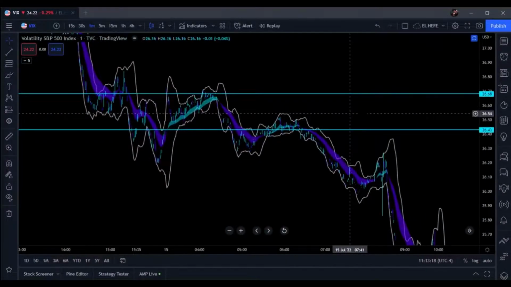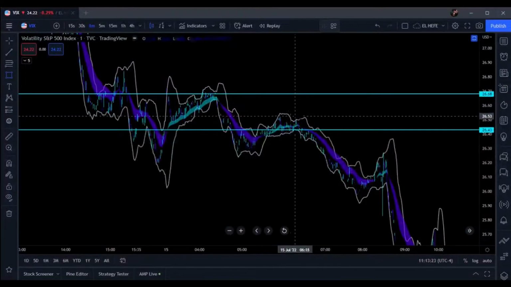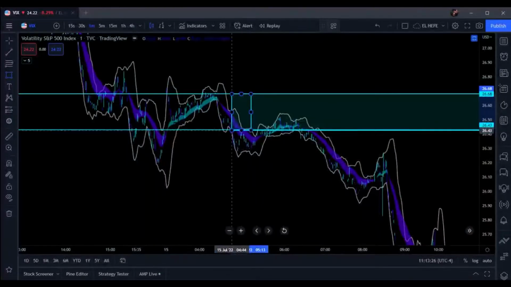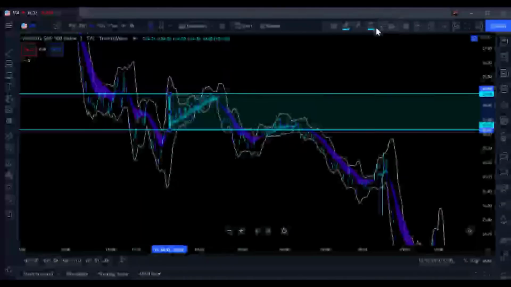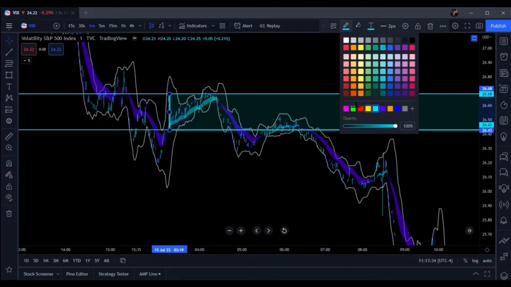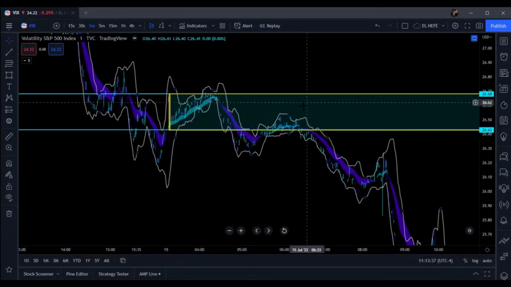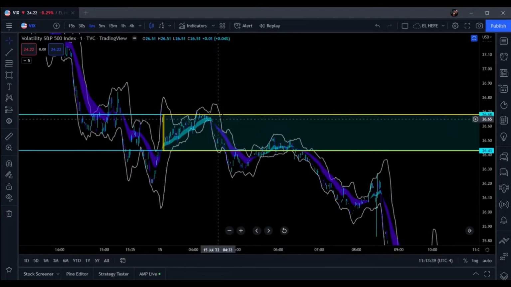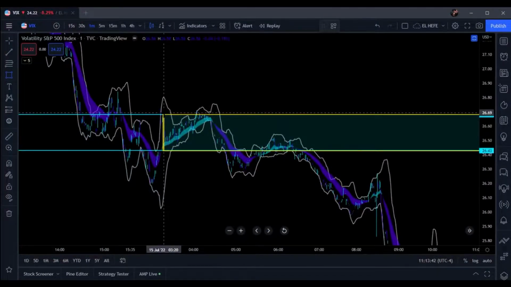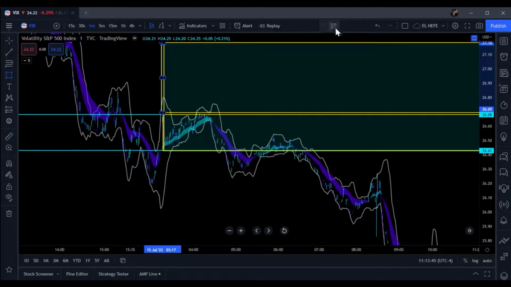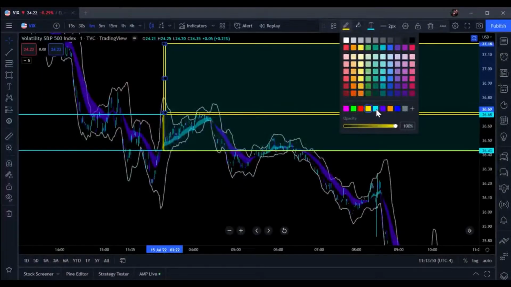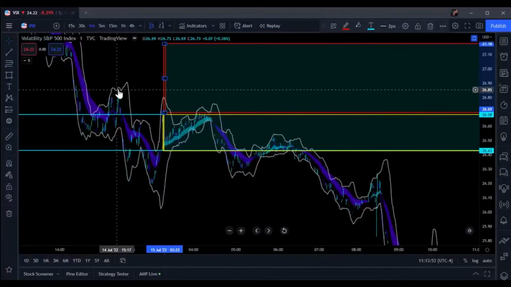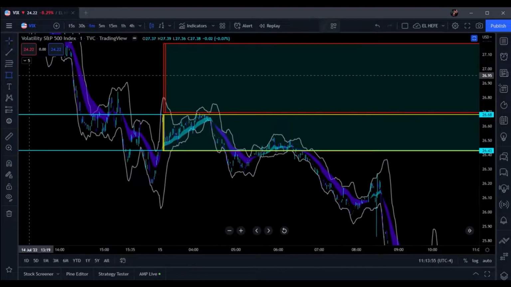So this is a no trade zone. There is no doubt about it. You don't trade here. Put it in yellow. That is a no trade zone. Anything above is short. We'll put it in red. Anything below is long.